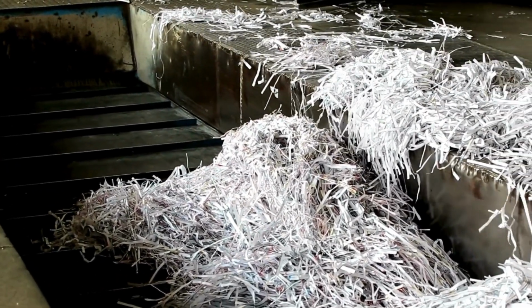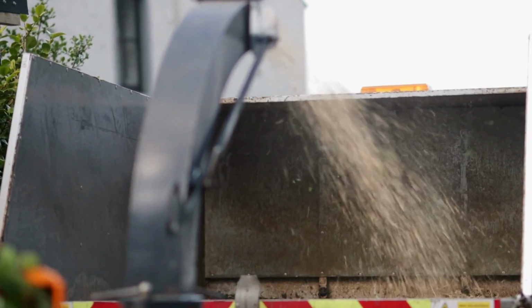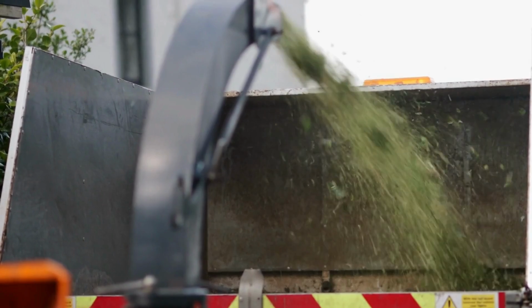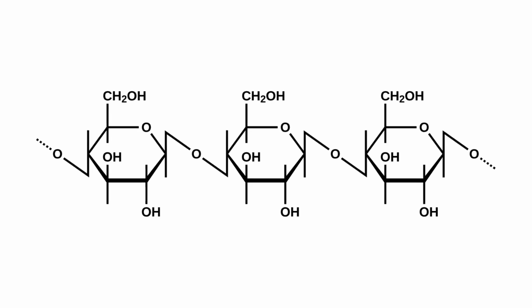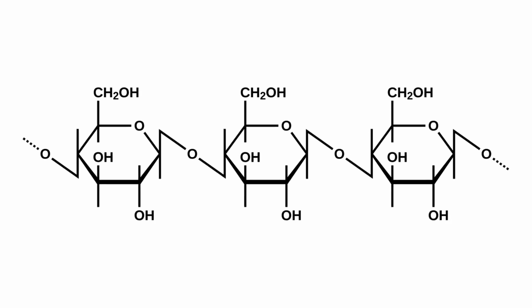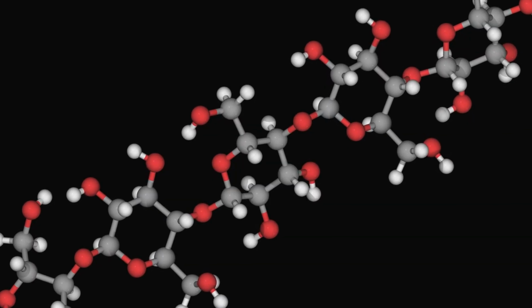Then we have the pulping step, and wood chips are processed to separate cellulose fibers. But what is cellulose and what is lignin? Cellulose is a complex carbohydrate or polysaccharide that forms the primary structural component of plant cell walls. It consists of long chains of glucose molecules, making it strong, flexible, and ideal for producing paper and textiles.